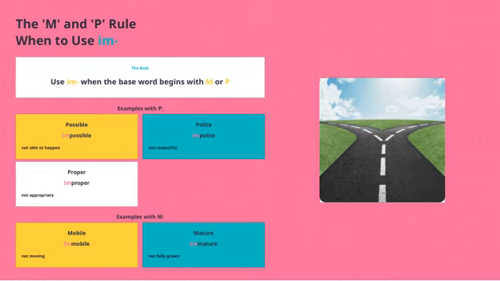Similarly, with M words, we have mobile, which means able to move, and immobile, meaning not moving. Then there's mature, meaning fully grown, and immature, meaning not fully grown. The main idea is that when the base word begins with M or P, we add im to form the opposite or a negative meaning. This rule helps us understand and remember when to use im more easily. It ties into the overall theme of mastering prefixes to improve our language skills.